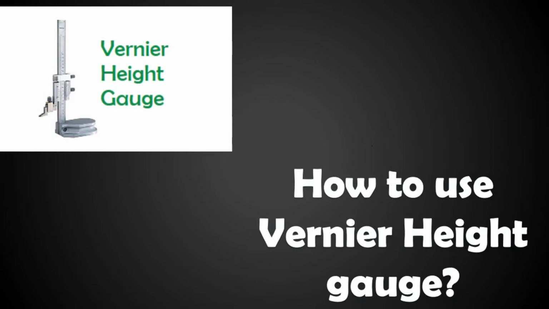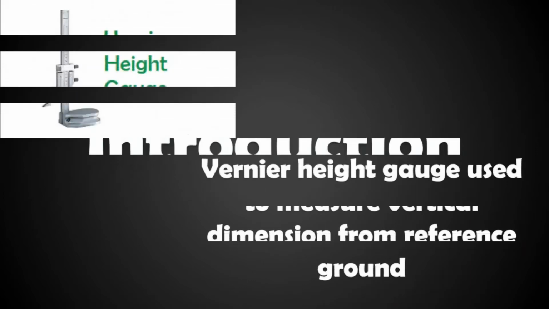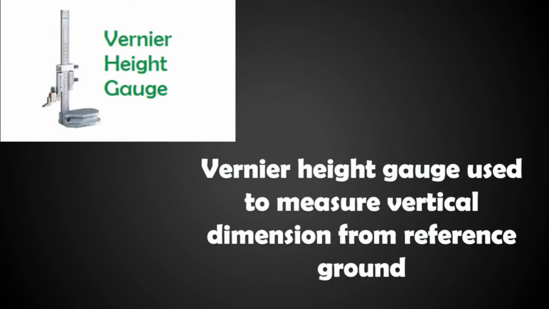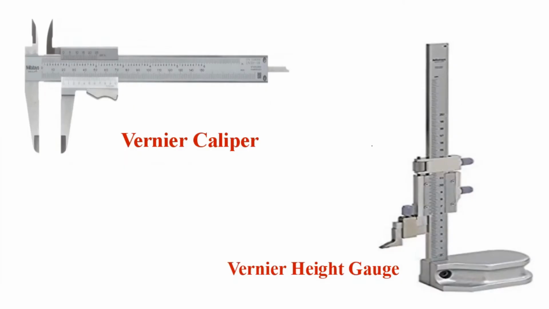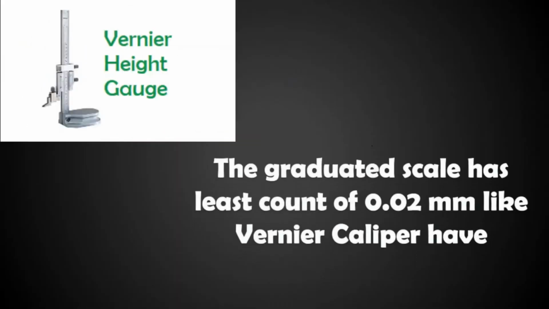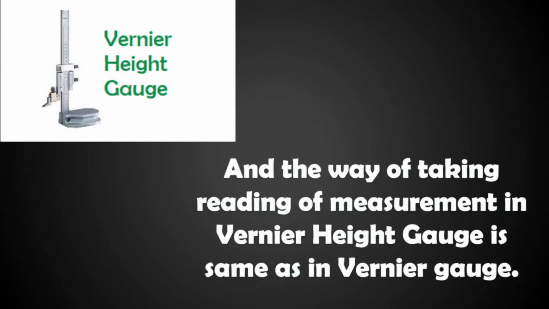So today we'll be learning about the Vernier height gauge and how to use it. So let's start off with the introduction of it. Here what you are looking at is the Vernier height gauge, and it is used to measure the vertical dimension from the reference ground. It consists of a graduated scale or bar and is held in a vertical position by a finely ground fixed base. So here we have the Vernier caliper and the Vernier height gauge. The graduated scale of the Vernier height gauge has a least count of 0.02 mm, just like the Vernier caliper. And the way of taking measurement in the Vernier height gauge is the same as that of the Vernier caliper.